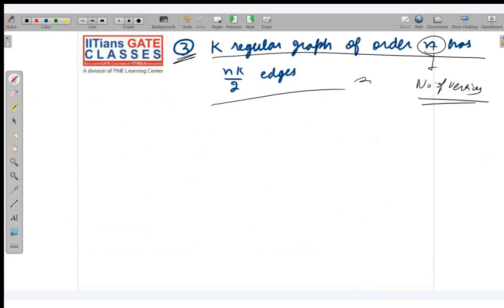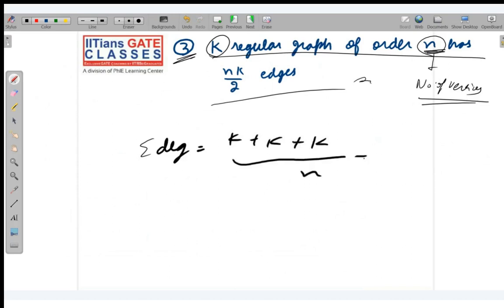So k regular graph of order n has nk by 2 edges. Order n means number of vertices. K regular means every vertex is of degree k. So how many vertices are there? N vertices are there. So what will be the sigma degree? Sigma degree will be n into k. And how am I getting n into k? Each vertex is of degree k because it is k regular. How many times? N times. So k into n is sigma degree.